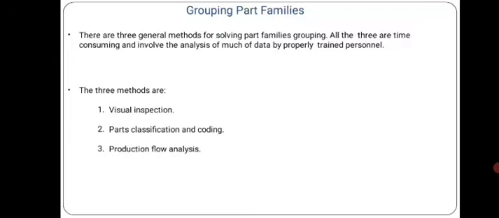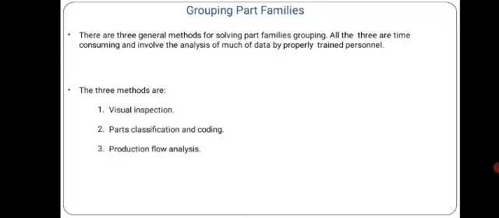Then parts classification and coding. Coding is a systematic process of establishing an alphanumerical value for parts based on selected part features. Classification is the grouping of parts based on code values. The parts classification and coding method is the most sophisticated, most difficult, most time consuming and most widely used of the three methods. In parts classification and coding, the various design and manufacturing attributes of the parts are identified, listed and assigned a code number.